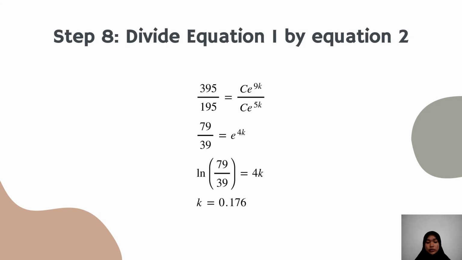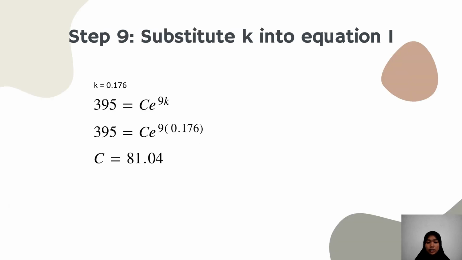Moving on, we need to divide equation 1 by equation 2. So after we divide equation 1 by equation 2, we will get the value of k. So the value of k is equal to 0.176. Next, we need to substitute the value that we got just now into equation 1. So the value of k is equal to 0.176, and then substituting into equation 1, we will get the value of c. So the value of c is equal to 81.04.